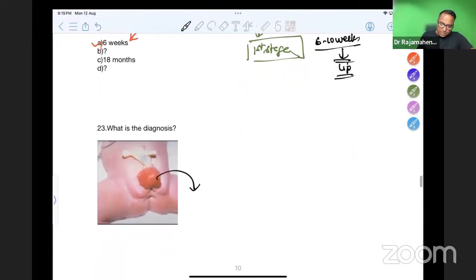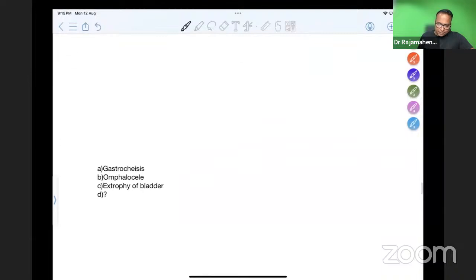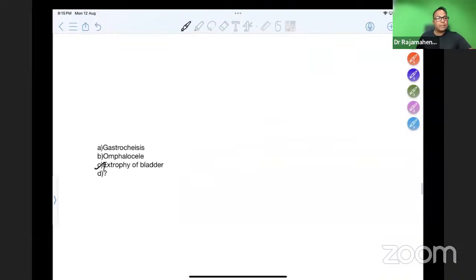So this question I just discussed. You can see the exposed bladder, called exstrophy of bladder. Exstrophy of bladder. So when the abdominal wall is absent, it is called exstrophy of bladder.